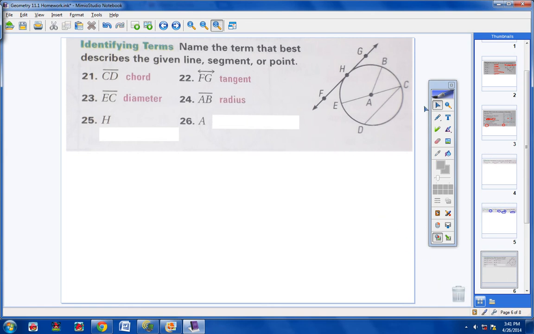Now, number 25, just point H. Well, that's called the point of tangency because here's your tangent line right here, and it hits the circle in one point right here, so we call that a point of tangency. So this would be point of tangency. And then letter A, of course, is called the center of the circle. Here's A right here, and so we call that the center of the circle. So there we go, not too difficult, just simply reviewing terms of different parts of a circle.